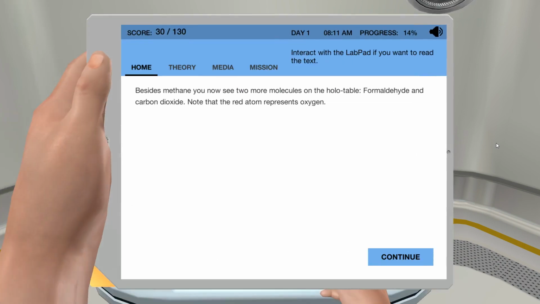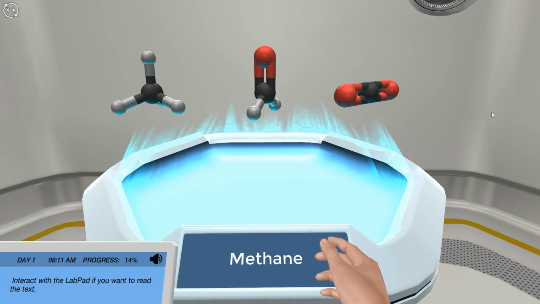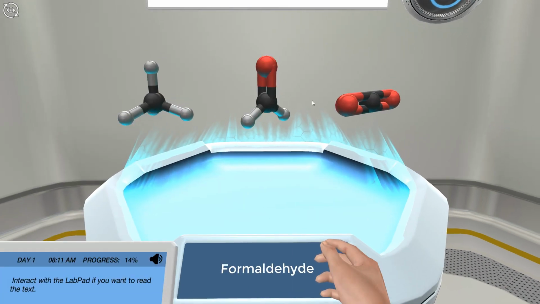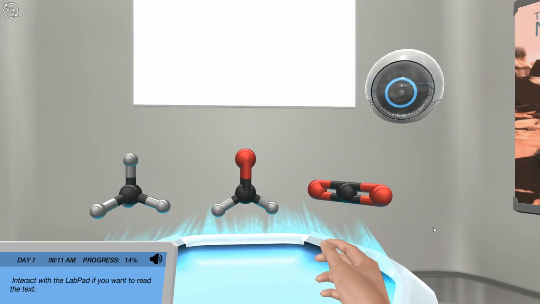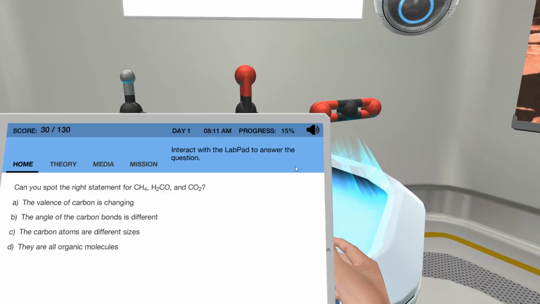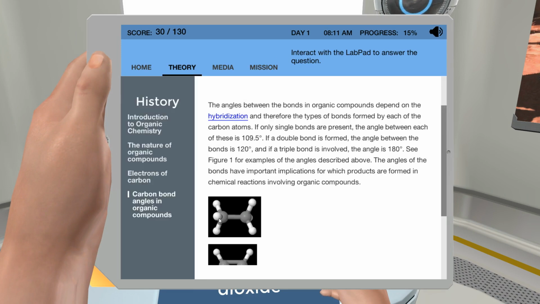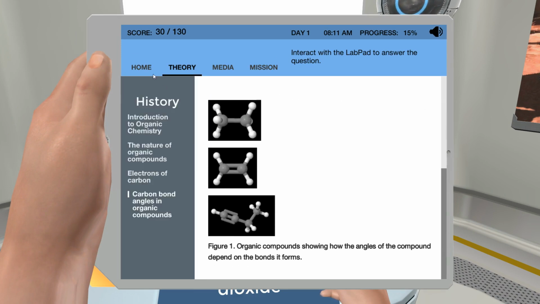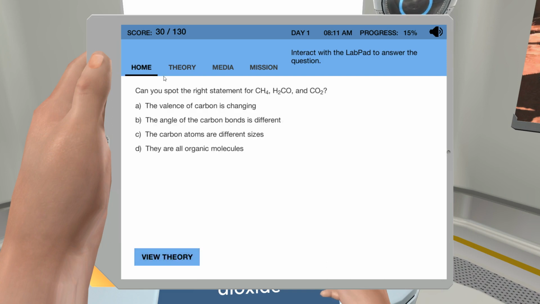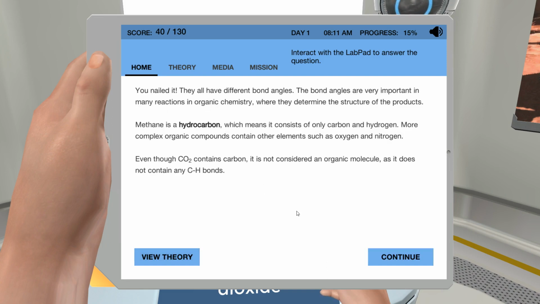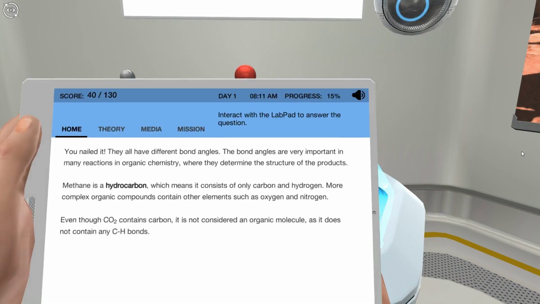Besides methane, you now see 2 more molecules on the holo table, formaldehyde and carbon dioxide. Note that the red atom represents oxygen. Can you spot the right statement for methane, formaldehyde, and CO2? You nailed it. They all have different bond angles.